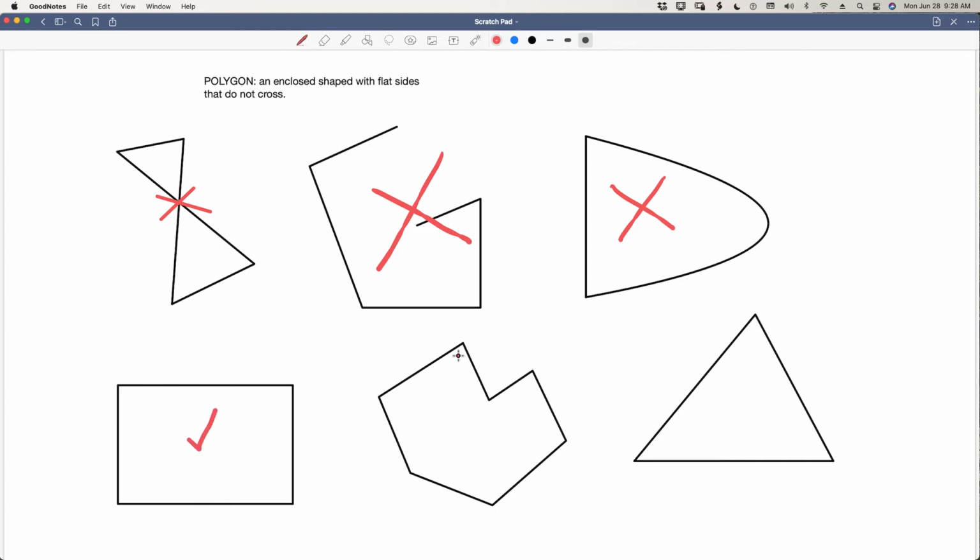For this shape, we again have several lines or several sides, and they all connect at corners. They do not cross, and they're completely enclosed. And there's no curves. So this is a polygon. And again, we have 3 sides here, all flat, all connecting at corners, and they do not cross. So this is a polygon.